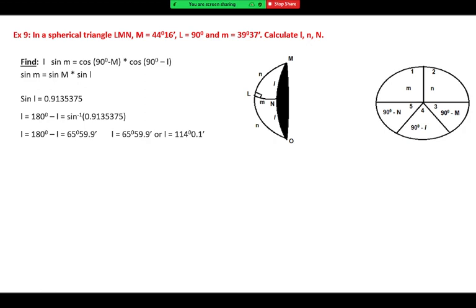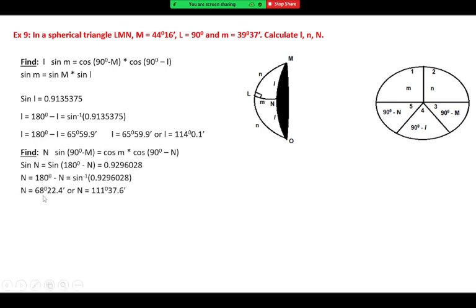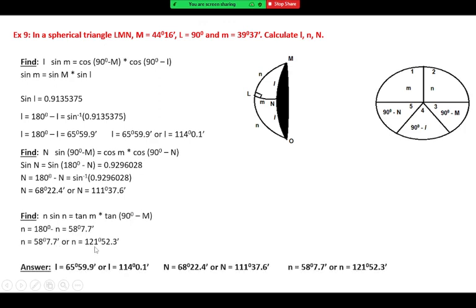Part 4 has two solutions, and you cannot resolve the ambiguity. Remember, this is the only difference. Here don't say that L should be 65 only or L should be 114 only. That is not possible. This is a special case of a spherical triangle. You got two answers for capital N also, and two answers for small n also. So at the end, we can say L is this one or this one, N is also this one or this one, and n is also this one or this one. So all of L, M, N have two different solutions there. Got it? Any doubt? No, sir. No doubt. Okay, good.